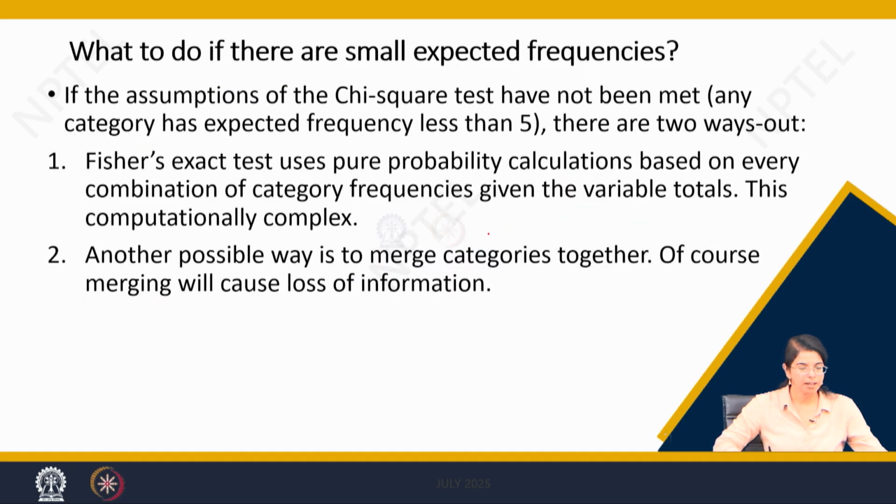Clear? So what to do if there are small expected frequencies? That means n pi 0 is less than 5. If the assumptions of the chi-square test have not been met, and any category has expected frequency less than 5, there are two ways out. One is that Fisher's exact test can be implemented, and in Fisher's exact test we calculate the exact probability, not by approximation. Another possible way is to merge categories together.